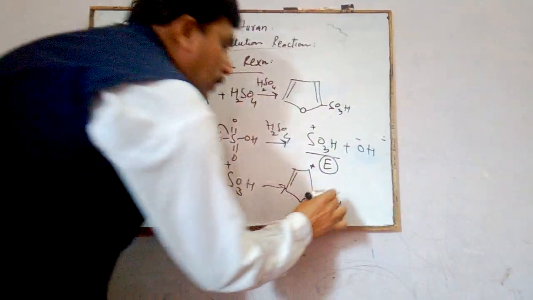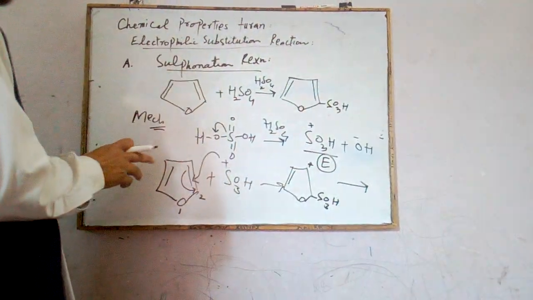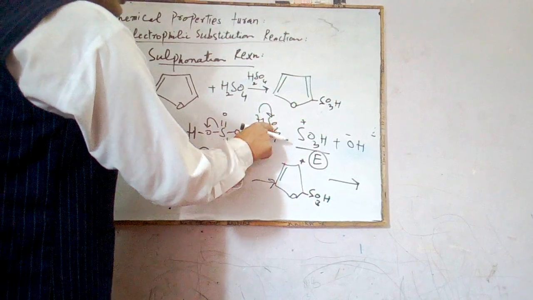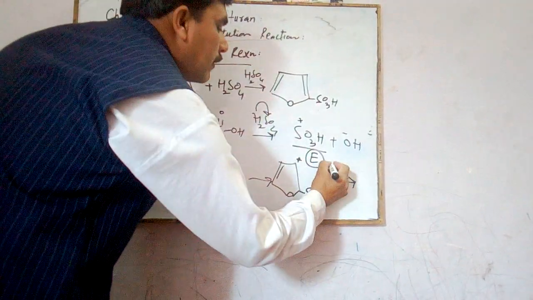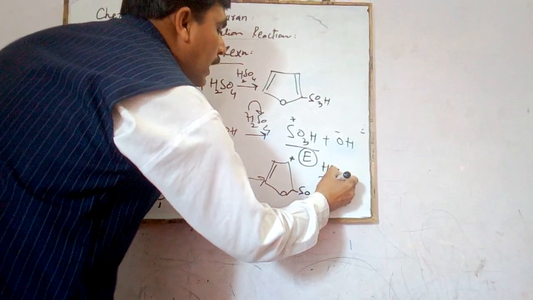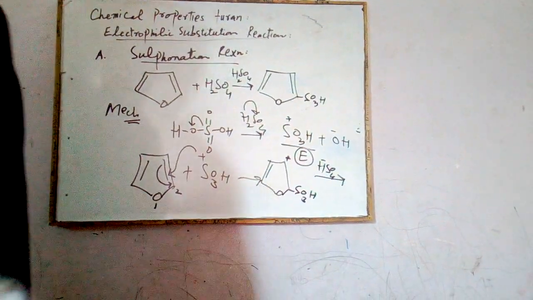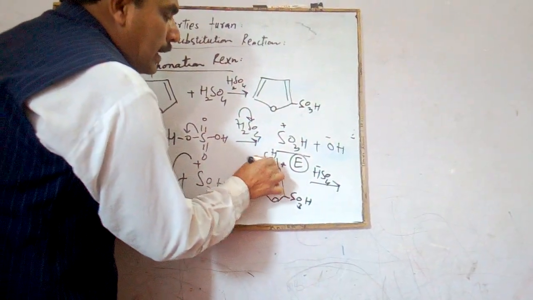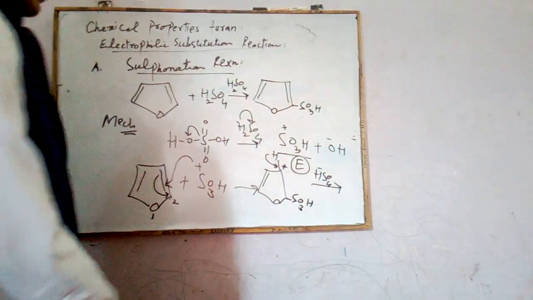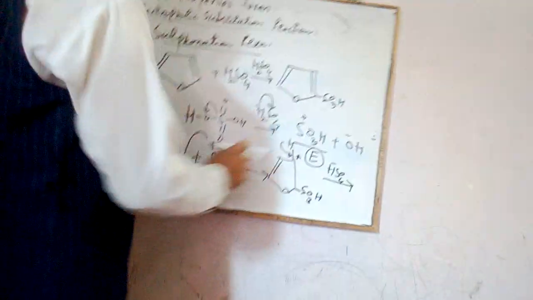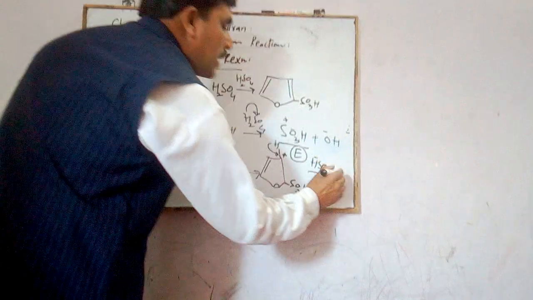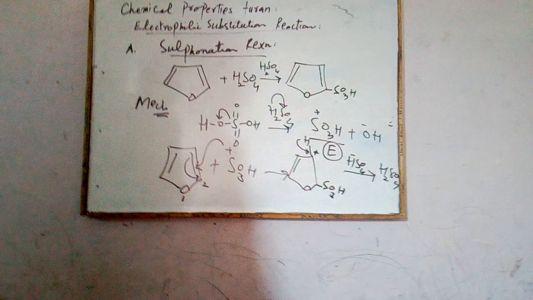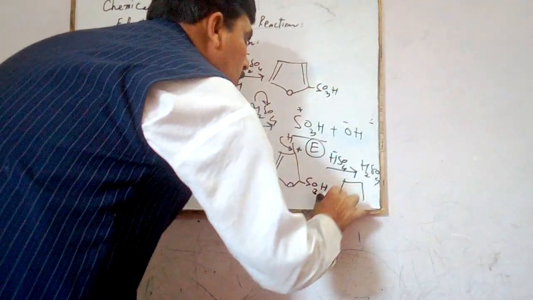Now in the next step, you know that one proton is replaced, so we have HSO4 negative. HSO4 negative, which is acting as a base, will take up a proton from this carbon atom. So HSO4 negative plus H positive will yield H2SO4. So it is acting as a catalyst, and the catalyst remains unchanged.